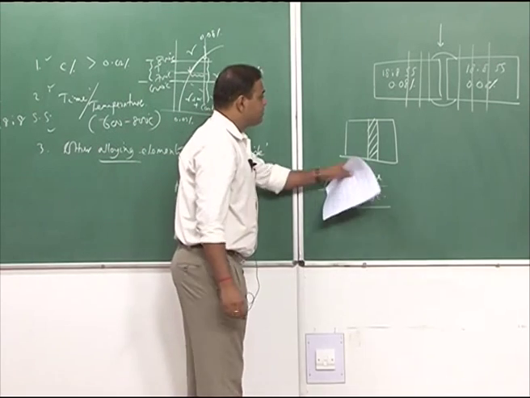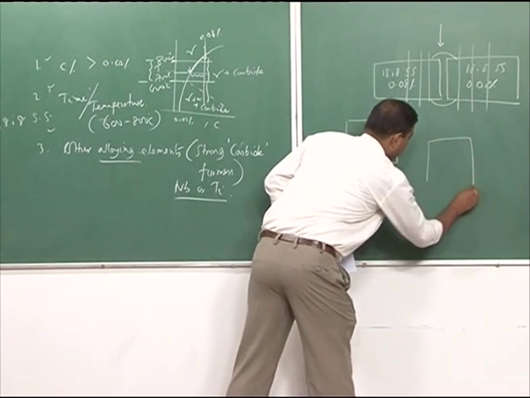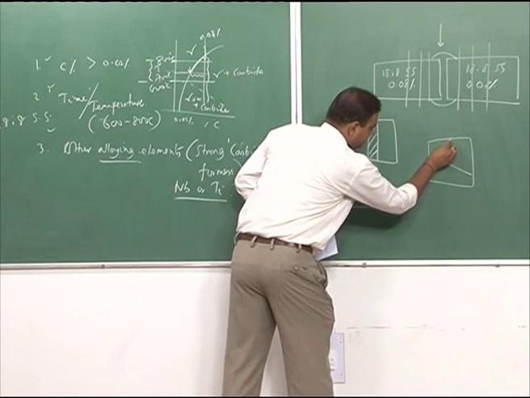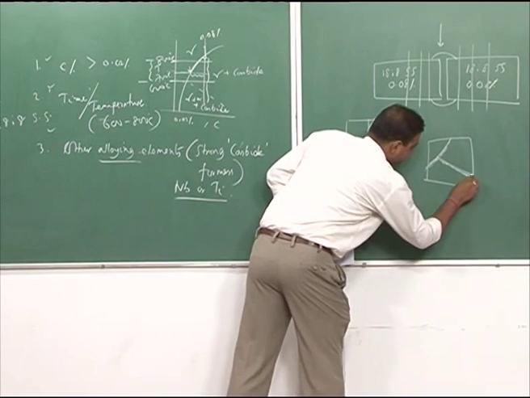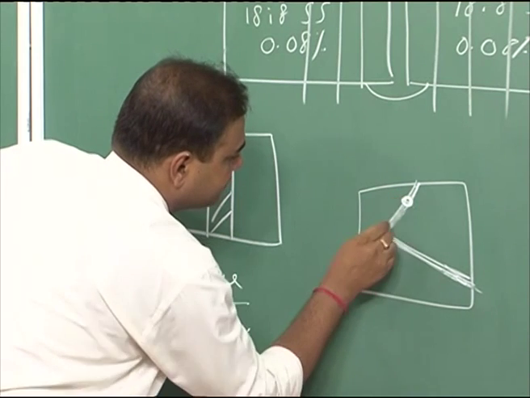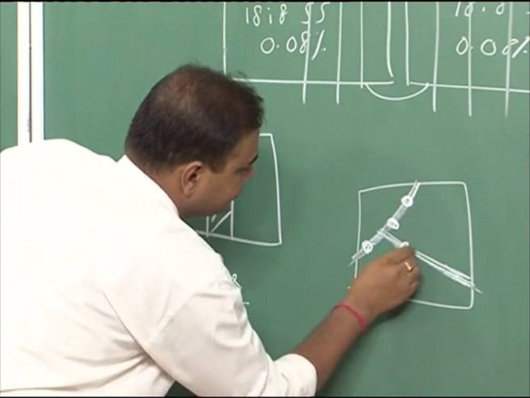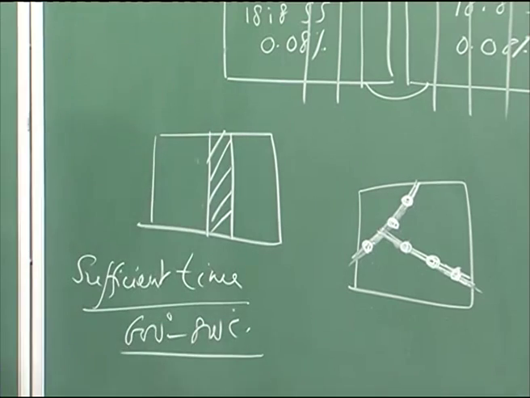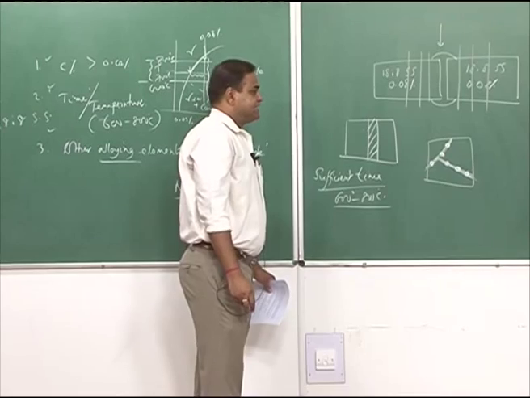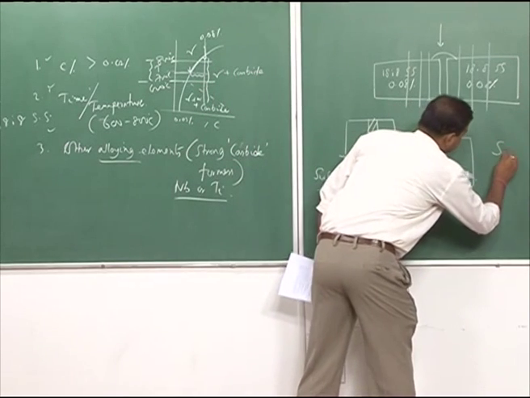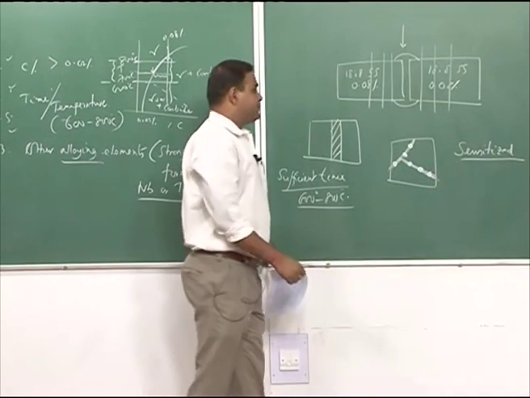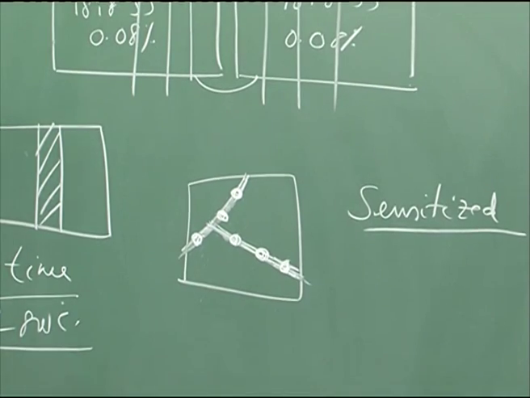And when this chromium carbide forms, these are the grain boundaries, and the chromium carbide forms along these grain boundary zones. So you have these chromium carbide formations. These are the chromium carbides, and you have a depleted zone. At that time the steel is called sensitized, and the phenomenon is called sensitization.